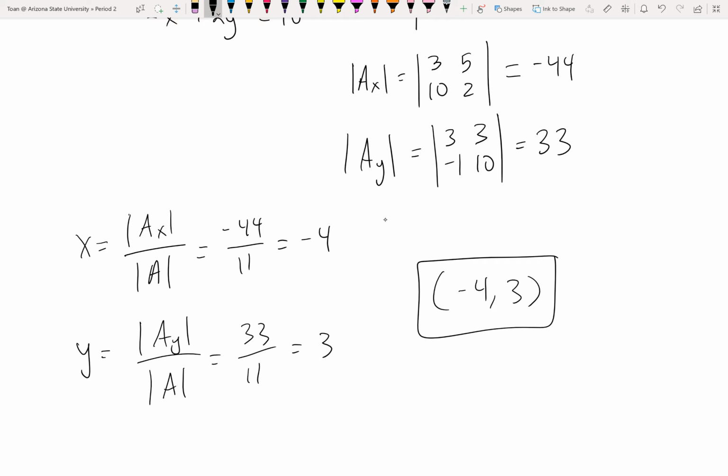Again, it's a nice method to use if you only care about one answer. Let's say you had a problem that had like 5 variables, 6 variables. That would be a pain in the butt to solve. But if the question says, hey, what does z equal? You don't have to solve the whole problem. You can just use Cramer's rule to pinpoint a solution.